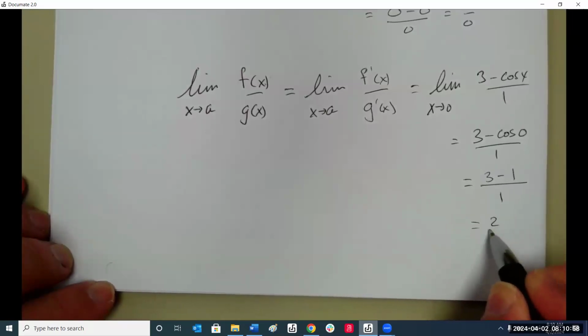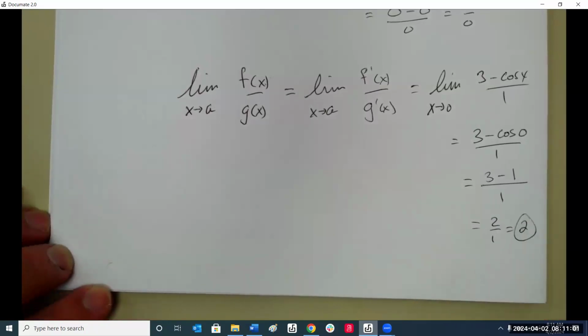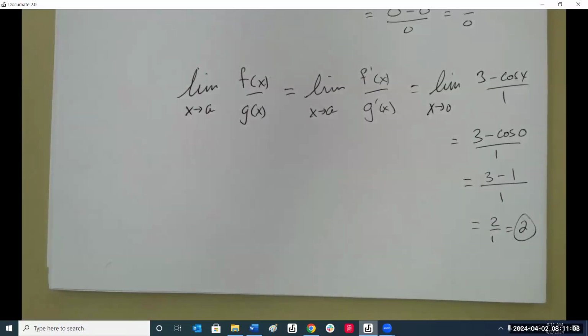So 3 minus 1 is 2 over 1. So the limit of this function is 2. That's how L'Hopital's rule works. Let's see what our examples are.